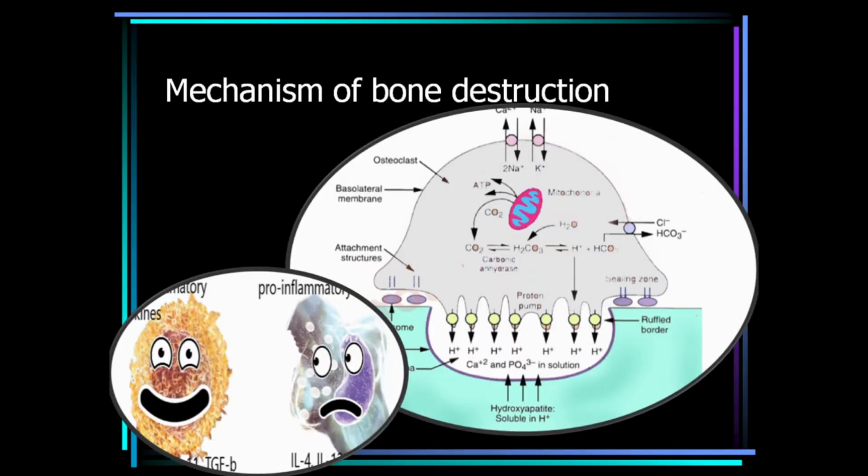What is the mechanism of bone destruction? We'll be discussing in detail the mechanism of bone destruction. In this picture we can see an osteoclast. Osteoclast is multinucleated, and once it gets activated by various cytokines and prostaglandins, it will form a sealed border, and then HCl is secreted over the surface of bone and resorption of bone will take place.